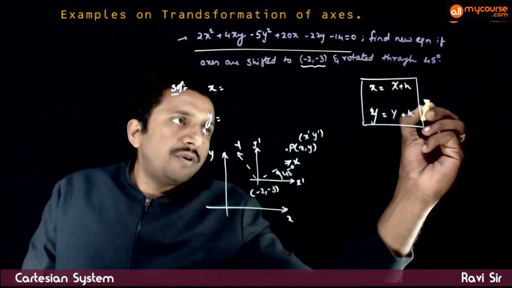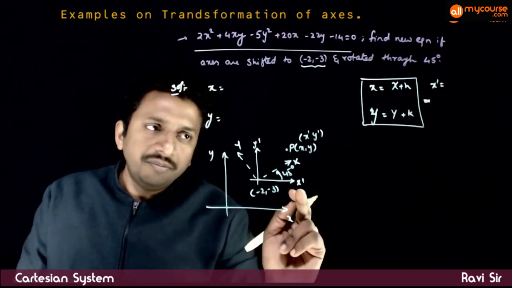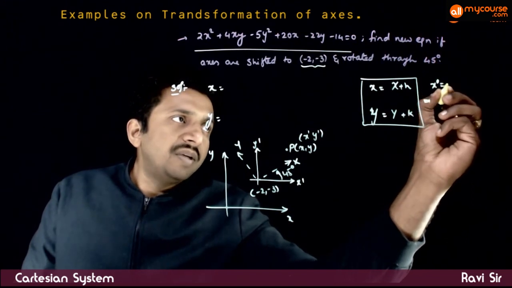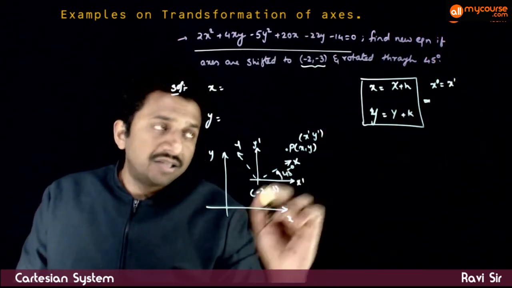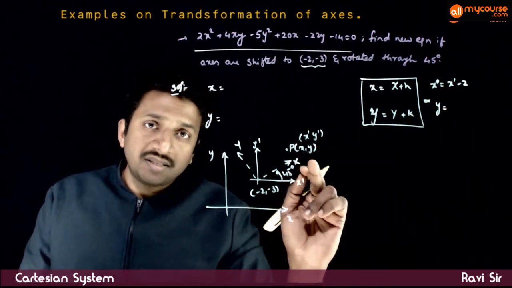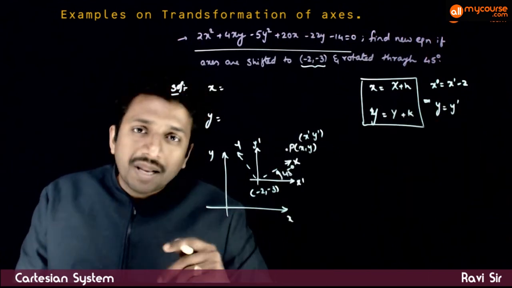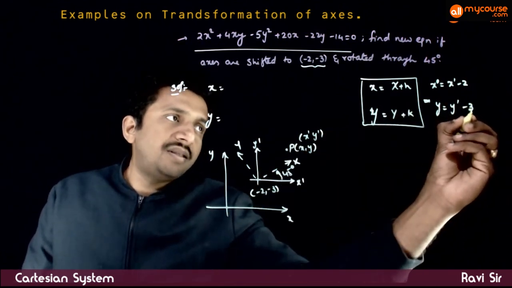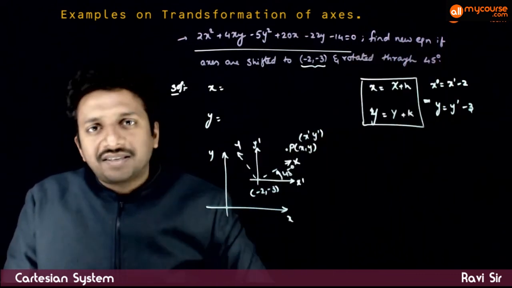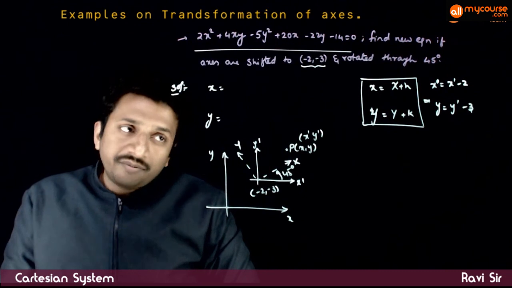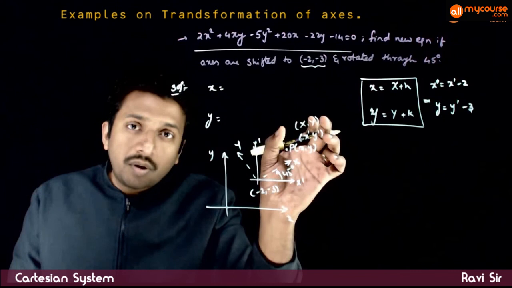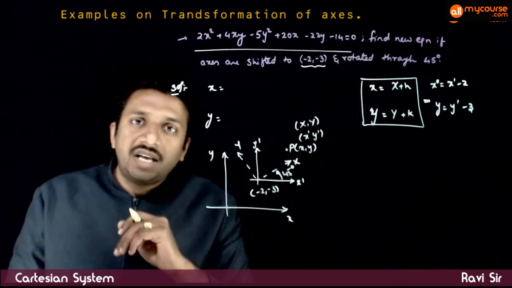So now from this formula set, you get x is equal to x dash plus h, which is minus 2, and y is equal to y dash plus k, that is minus 3. So you have gone from xy to x dash, y dash. Now what are the coordinates capital X, capital Y in terms of x dash, y dash?